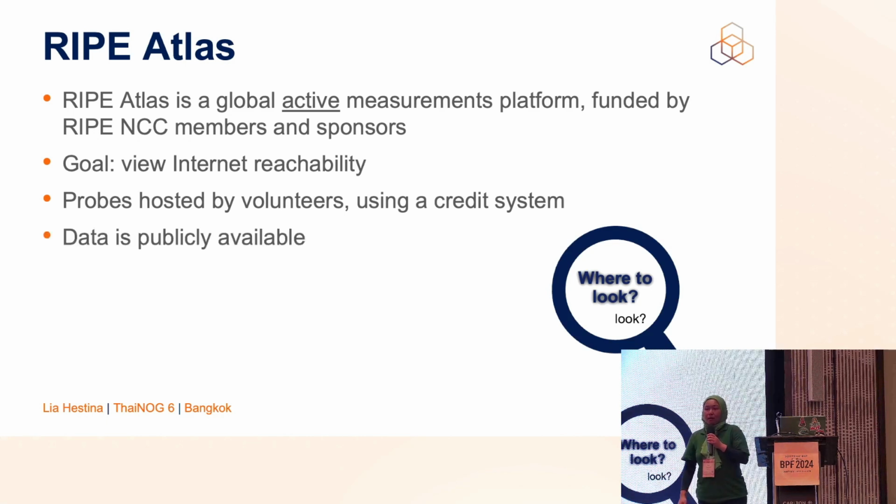These probes are hosted by volunteers, and we use a credit system because we want to make it fair for everyone, and also to prevent any overload to the system. And what I mean by the data being publicly available is the measurement results that we collected from everyone who used RIPE Atlas. We made it publicly available for your own use so that you can reuse the results and you don't have to use your credits later.